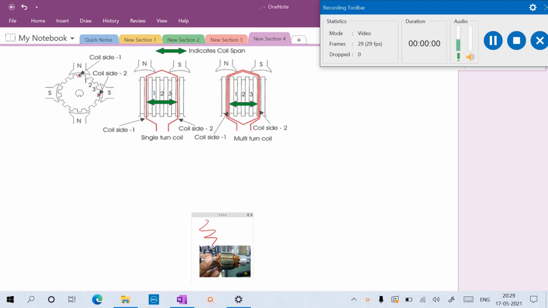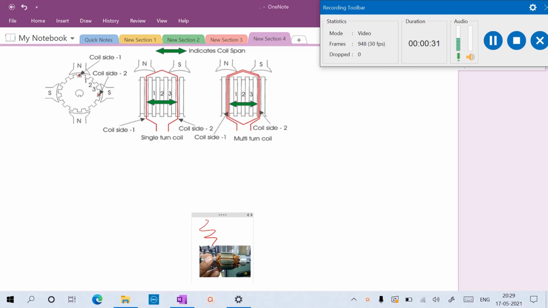Hello students, in continuation of our electrical engineering drawing, in this class we are going to learn an interesting topic, that is how to draw lap winding. Before going to our main topic, let us recollect what we have seen in the previous class.